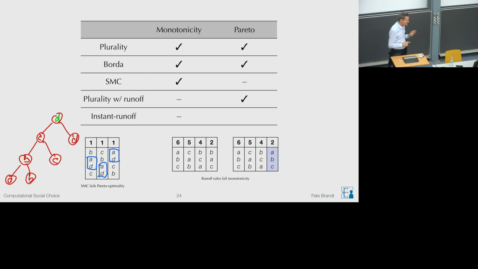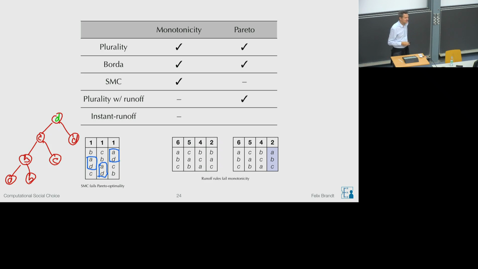The basic idea is that whenever you define something in different steps, also in other areas, not only social choice, there's always the risk of losing monotonicity, because in one round you do one thing, in another round you do another thing. On a high level, this is the reason why these runoff methods violate monotonicity.